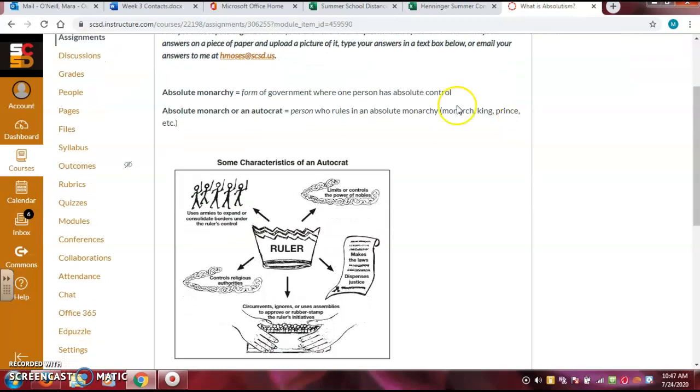So, a couple of key things to note. Absolute monarchy is the form of government where one person has absolute control. An absolute monarch, or an autocrat, is a person who rules an absolute monarchy. They are what we call the monarch. They could be the king, the prince, etc.